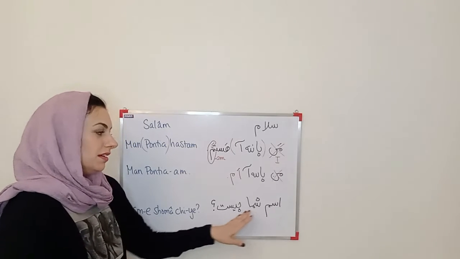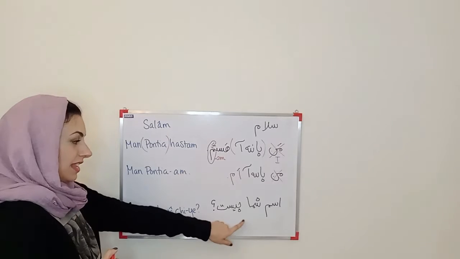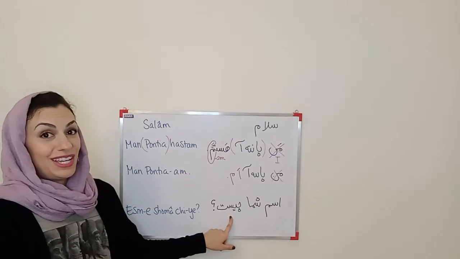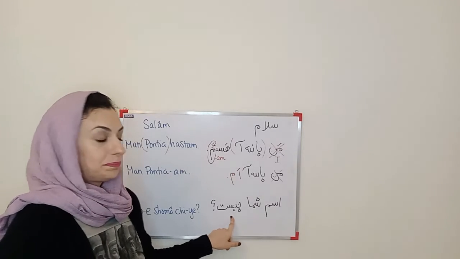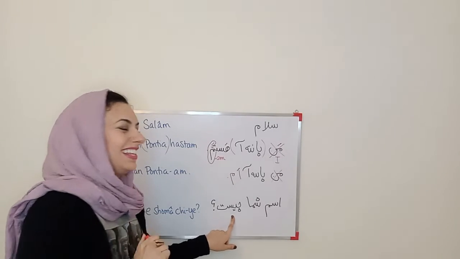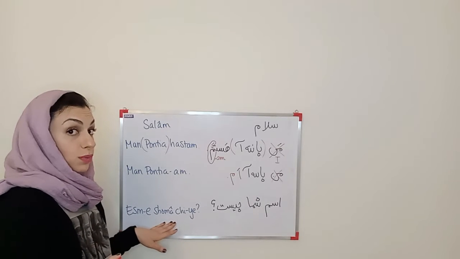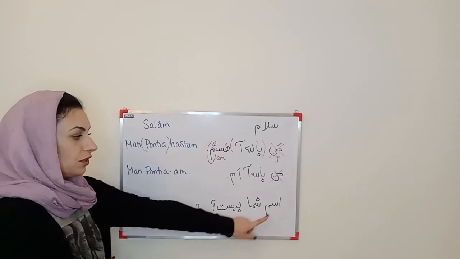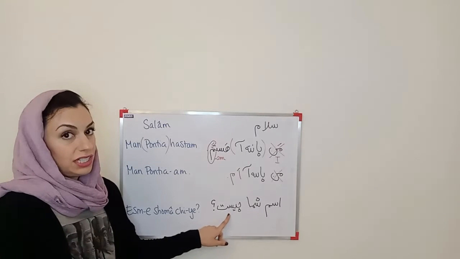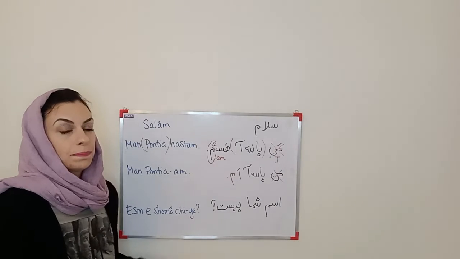Esme shoma chiye? All right. Now, the written form here looks a little bit different. What is your name? The written form looks a little bit different from the spoken form here. The written form is actually esme shoma chist, and in the transliteration, I've written esme shoma chiye.